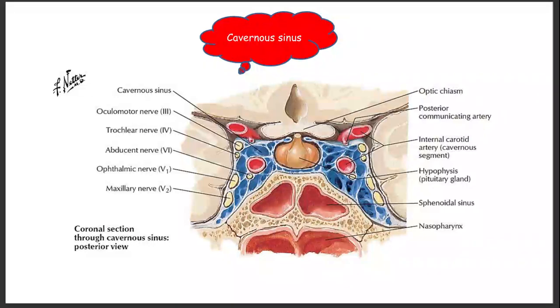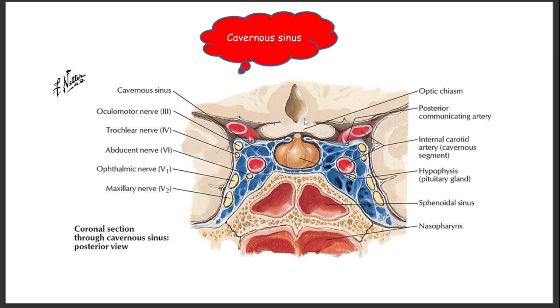So the cavernous sinus, this is the cavernous sinus that you can see here. It's very important for you to understand everything that you can see here, because this diagram can come for you to label. The cavernous sinus is this thing that you can see in blue. Imagine the cavernous sinus is a vein, but you have arteries passing through it. You actually also have nerves passing through it.